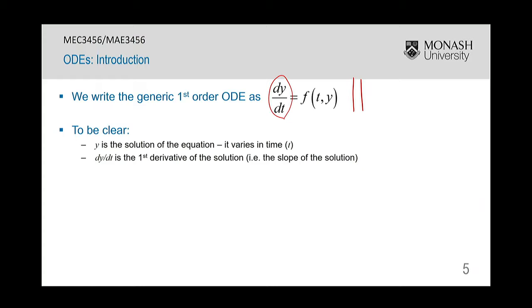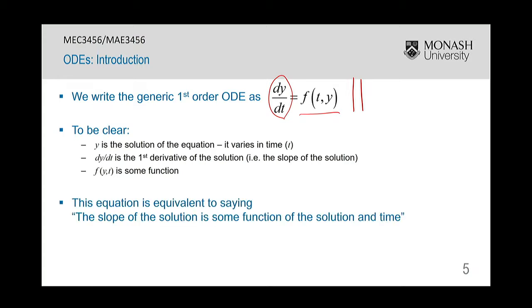dy/dt is the first derivative of the solution with respect to time. In other words, it's the slope of the solution. And dy/dt is actually defined by this function on the right-hand side. And f, the function on the right-hand side, is a function that we know and is given. So y is the thing that we're trying to find. This equation is equivalent to saying the slope of our solution is some function of the solution and time.